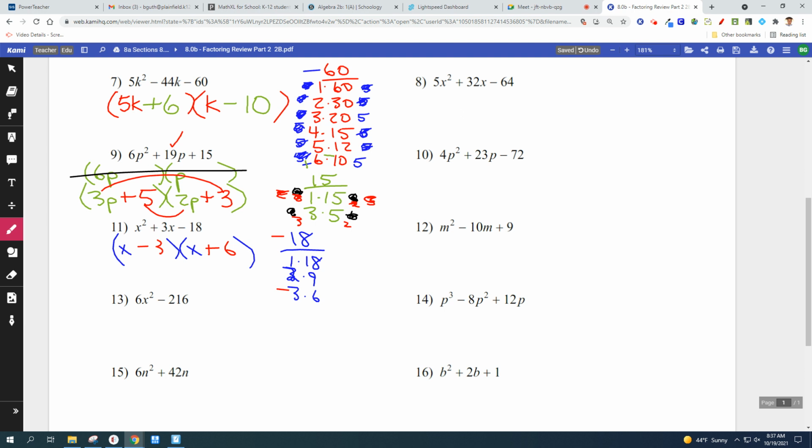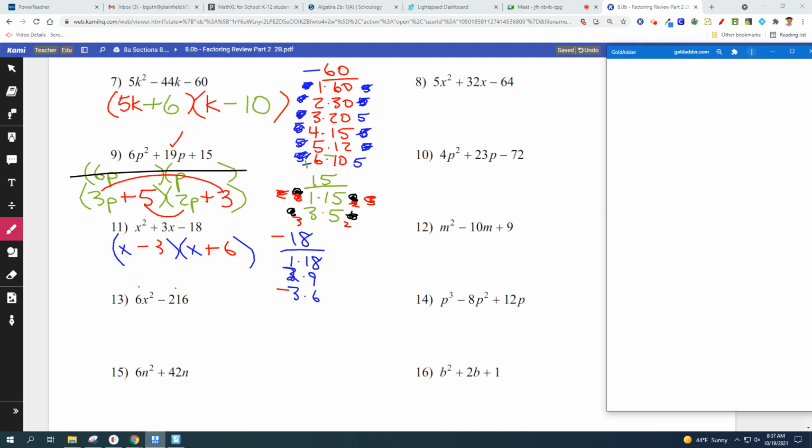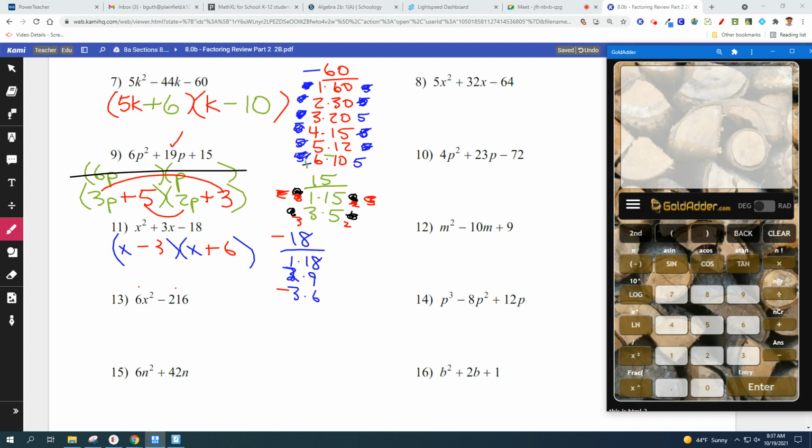Number 13. That's not a trinomial. It can't be an easy trinomial. It can't be a hard trinomial. It's got to be a GCF. And sure enough, both of these numbers are divisible by 6. I know that's kind of hard to tell. 216, you probably don't know your multiples of 6 or whatever, but 216 is going to be divisible by 6, I bet.